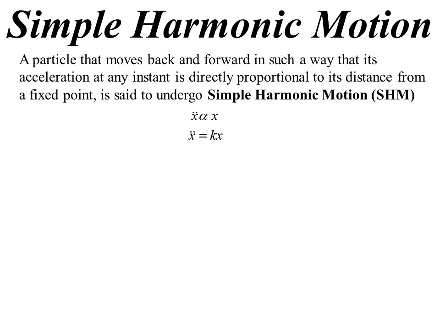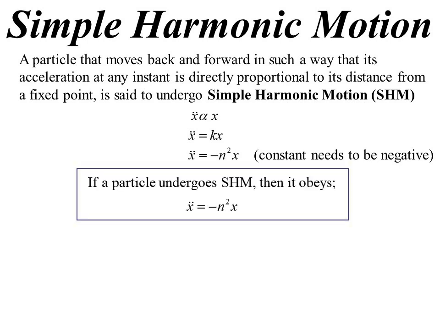Now, if it's directly proportional, then we know it's equal to some constant. But in order for this to work, that constant needs to be a negative number. So we force it to be a negative number by making it minus n squared. Then we're guaranteed to have a negative constant. So that's the first thing we know about simple harmonic motion. It has to satisfy this equation. At any point in time, its acceleration is equal to some negative constant times its displacement. That therefore means that v dv/dx is minus n squared x.